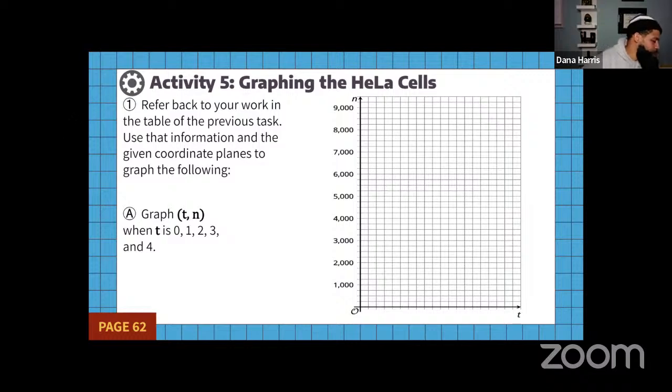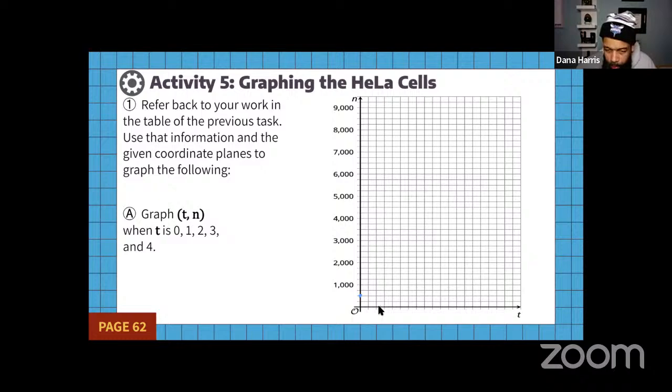All right, so here, we had a table previously, and so we want to graph T and N when T is equal to 0, 1, 2, 3, and 4. Okay, so now this is talking about the initial population from activity 4, where we had 500 HeLa cells. All right, so boom. Now let's label our x-axis real quick.